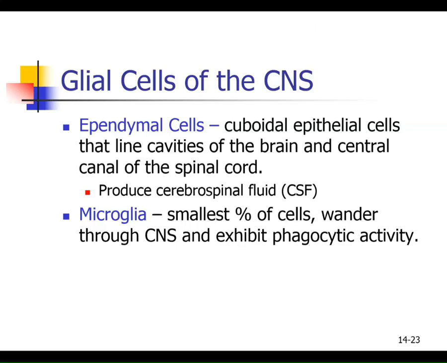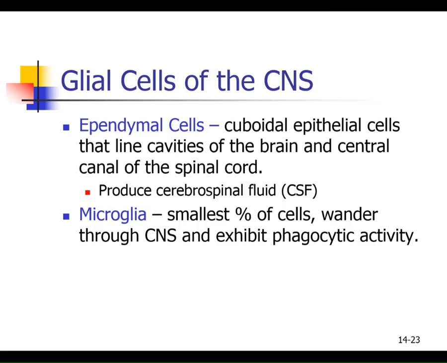If a bacterium or a virus were to make it into the brain, then these cells would be part of your immune system there. In the skin, we had Langerhans cells, right? Those little phagocytic cells in stratum spinosum. Here we have microglia that would do a similar job.